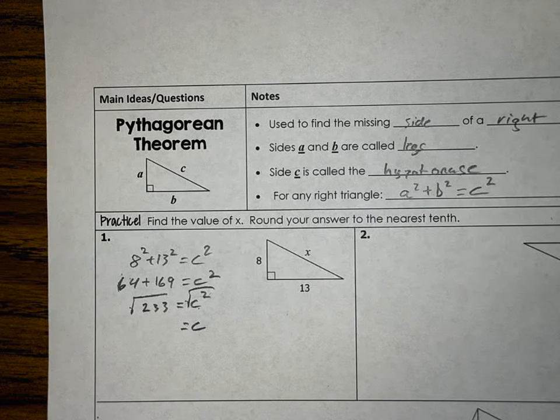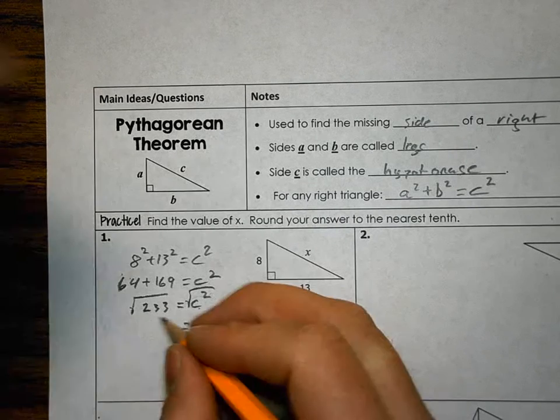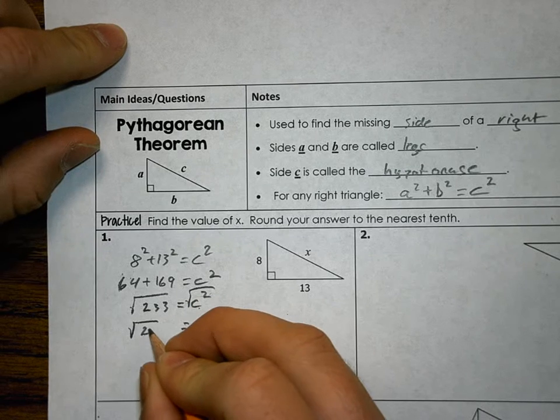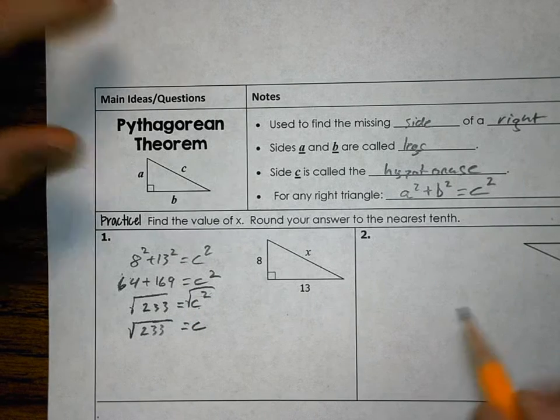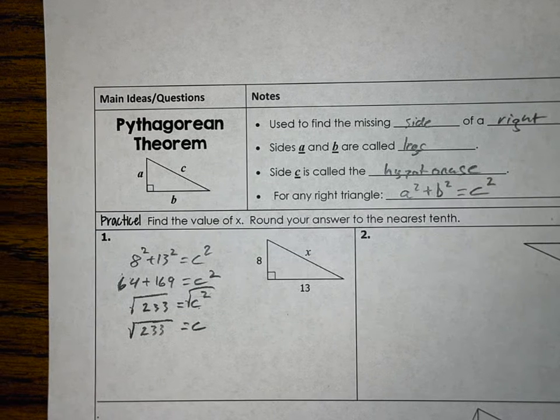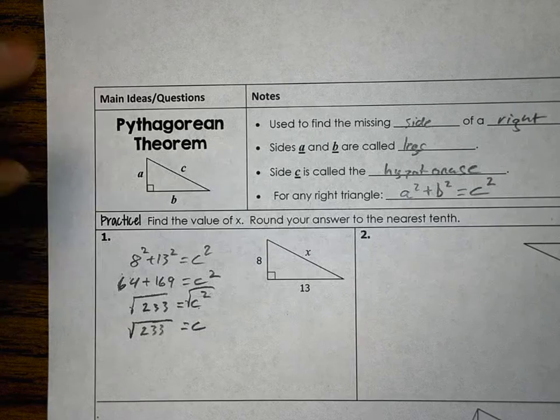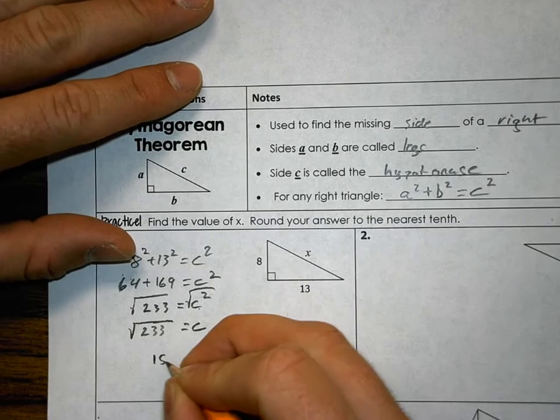And what goes into 233? We want to simplify the square root of 233. So we need to find out what goes into 233. So 233 divided by, let's try 7. Well, it comes out to 15.3. So for this one time, you're going to use a decimal.